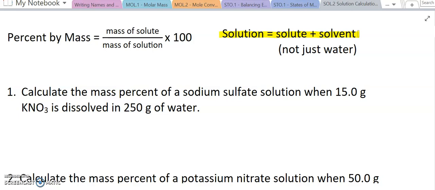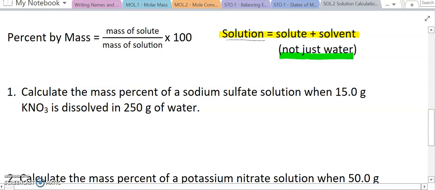So it's going to be really important to read your problems carefully. Do they tell you that the mass of the solution is something? Or do they tell you that the mass of your water is something? Because if they tell me just water, I have to make my solution myself by adding my solute plus my solvent. So it's going to be really important that you're reading these problems very carefully.